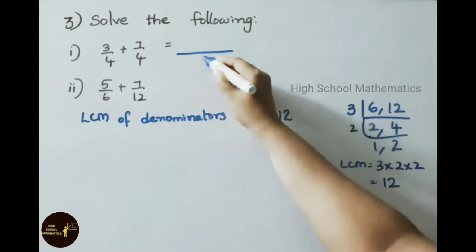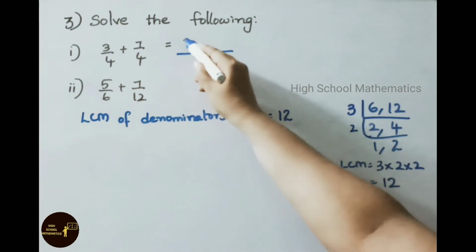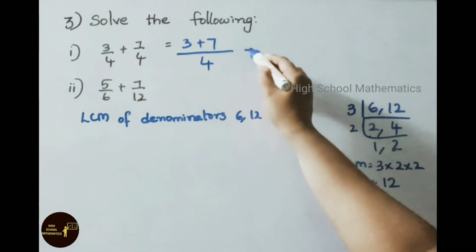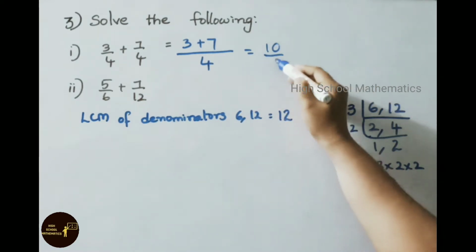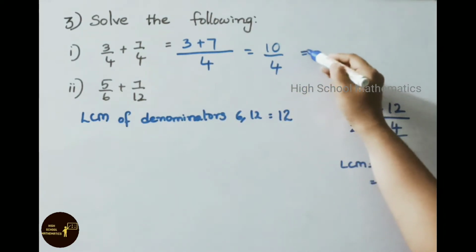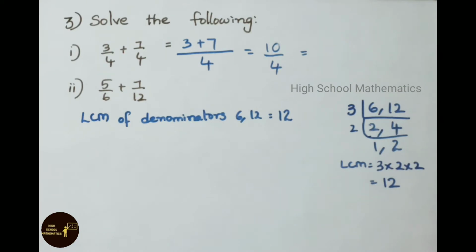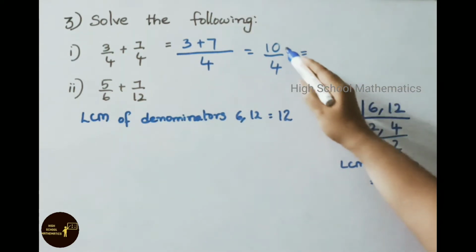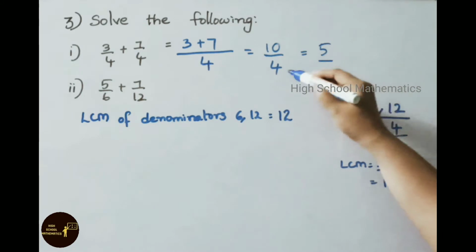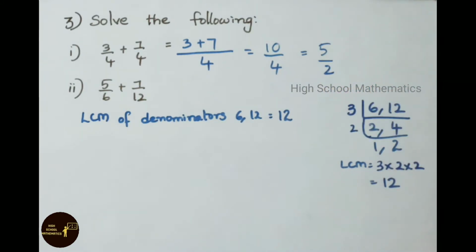So write down the denominator as 4. Now add the numerators, 3 plus 7. That equals 10. Denominator is 4, so write down the fraction 10 by 4. This can be simplified further. In the 2 table, 10 is 5 times and 4 is 2 times. So the answer here is 5 by 2.